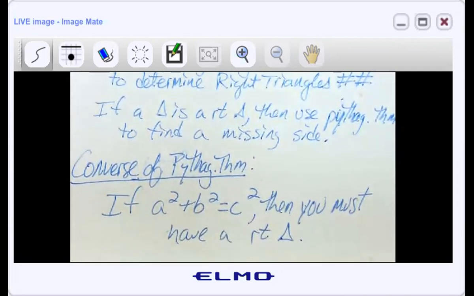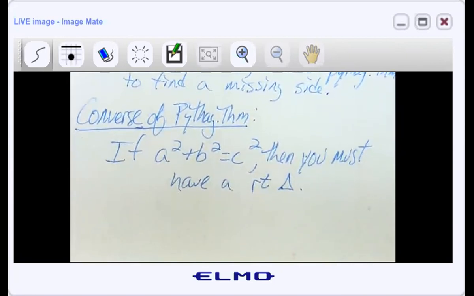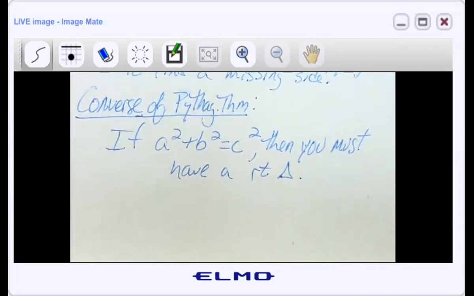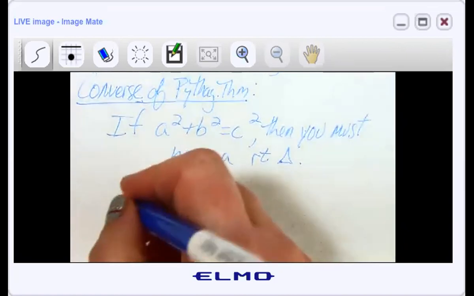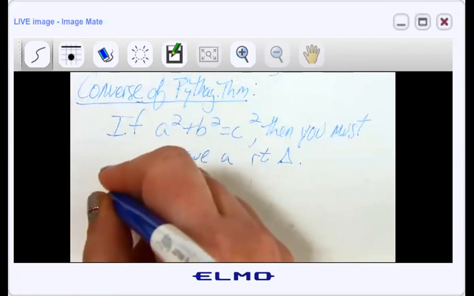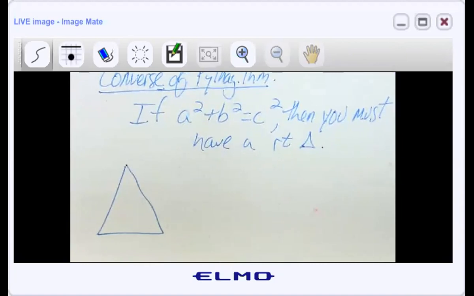So this can be very, very helpful, especially if you are trying to prove that something is perpendicular, or you're trying to prove that you have a right angle. You can use the converse of the Pythagorean theorem. So here's how it works. I'm going to take some random triangle, and I don't know if it's a right triangle or not. It doesn't have any angles marked as 90.